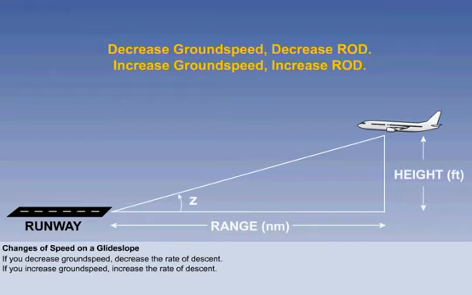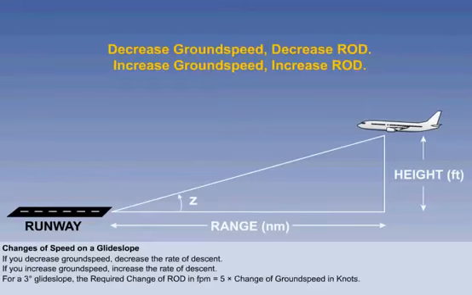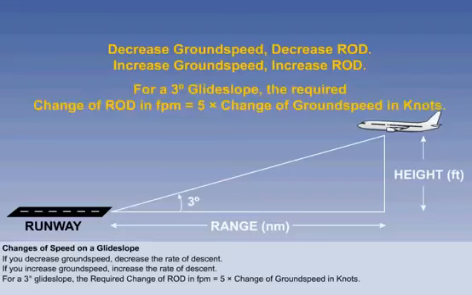However, it can be confusing if the change is given in terms of headwind. An increase in headwind is a decrease in ground speed. So if the headwind increases, you need to decrease the rate of descent. The rule is, for 3-degree glide slopes only, that the required change of rate of descent in feet per minute is 5 times the change of ground speed in knots.